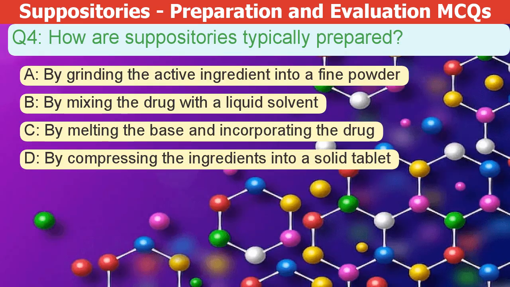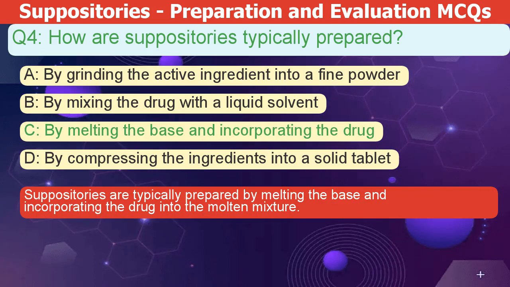How are suppositories typically prepared? A. By grinding the active ingredient into a fine powder. B. By mixing the drug with a liquid solvent. C. By melting the base and incorporating the drug. D. By compressing the ingredients into a solid tablet. The correct answer is C. Suppositories are typically prepared by melting the base and incorporating the drug into the molten mixture.